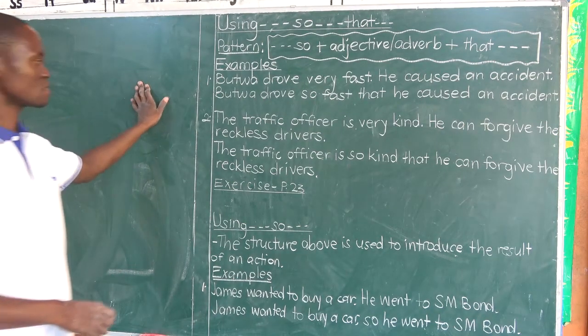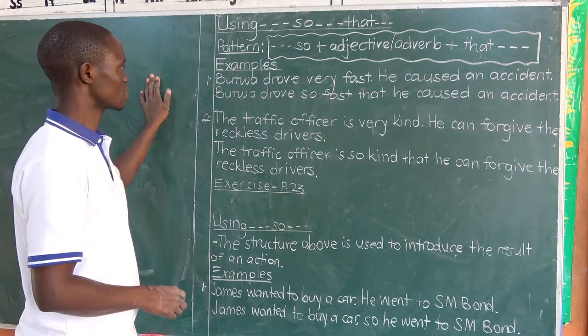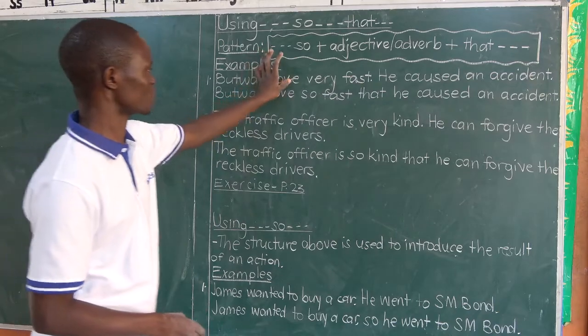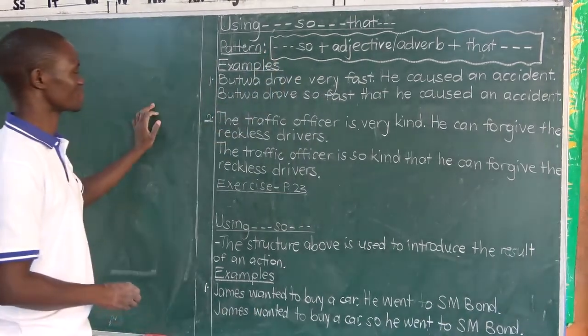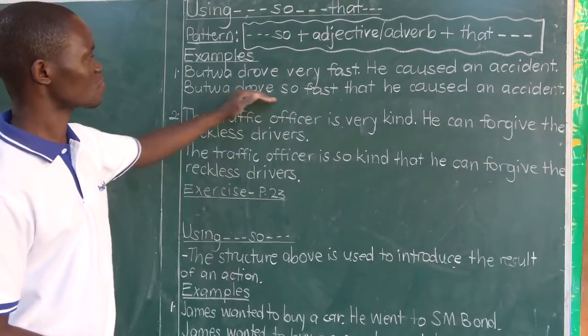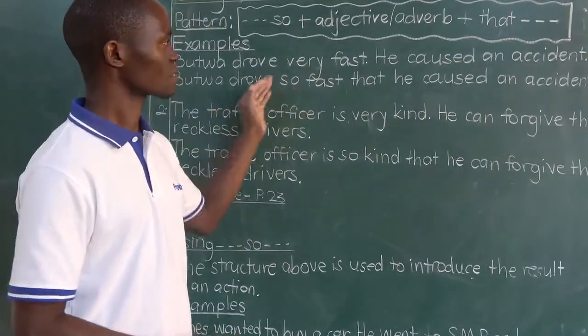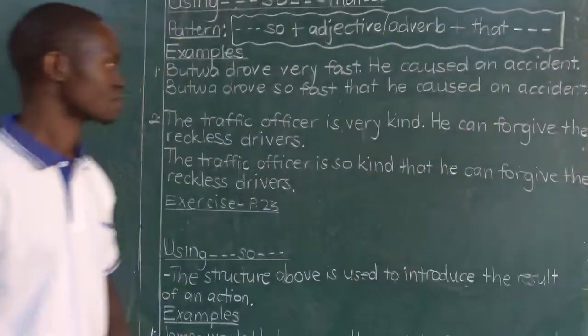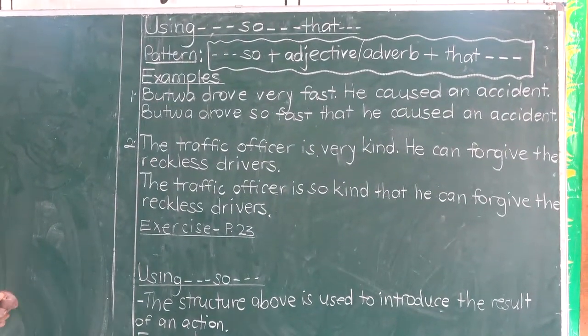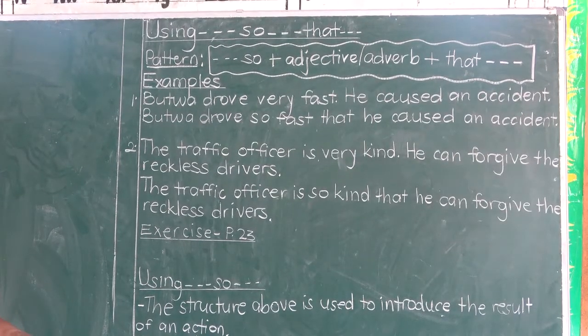We have these sentences on the board. Examples: Butwa. Butwa means poison. Should be a Uganda word, poison. Butwa drove very fast. He caused an accident. Butwa drove very fast. What happened? He caused an accident.